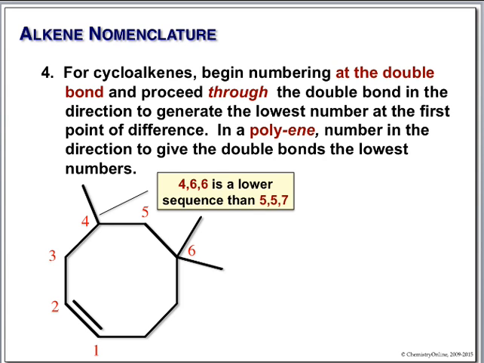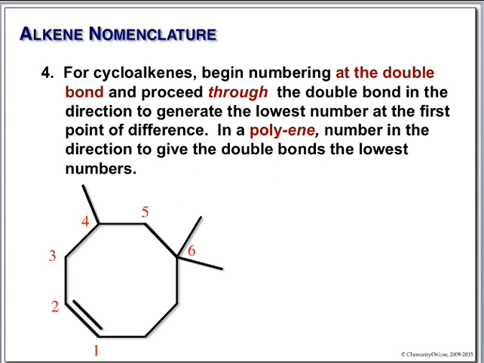Now we have 8 carbons in our ring, so it is a cyclooctene. We know that carbons 1 and 2 are our double bond, so we don't need to number. We have methyl groups at 4, 6, and 6. 4,6,6-trimethylcyclooctene.